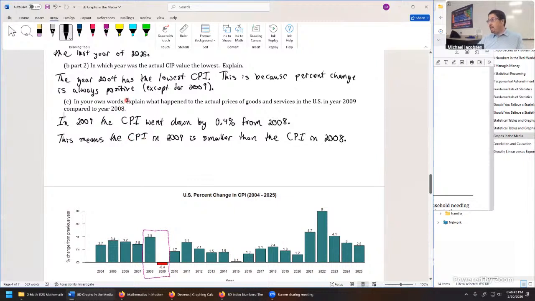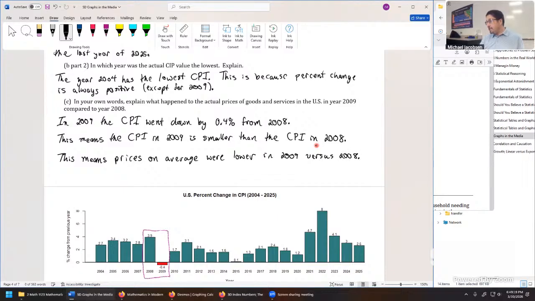So now we can explain what happens to the actual price of goods and services in the US by just saying if the CPI is smaller, that just means the price for those goods and services are lower on average. So we can say this means prices on average were lower in 2009 versus 2008.